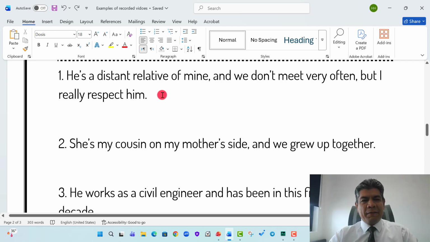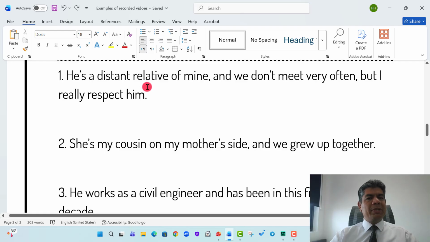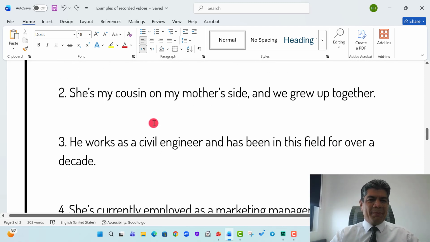All right, let's take a look at the first example. He is a distant relative of mine, and we don't meet very often, but I really respect him. Distant relative is a perfect collocation to talk about your relationship with someone. So we're talking about relatives here. A distant relative of mine means that he's not very close to me, maybe a second cousin. Anyway, let's move on to our second example.